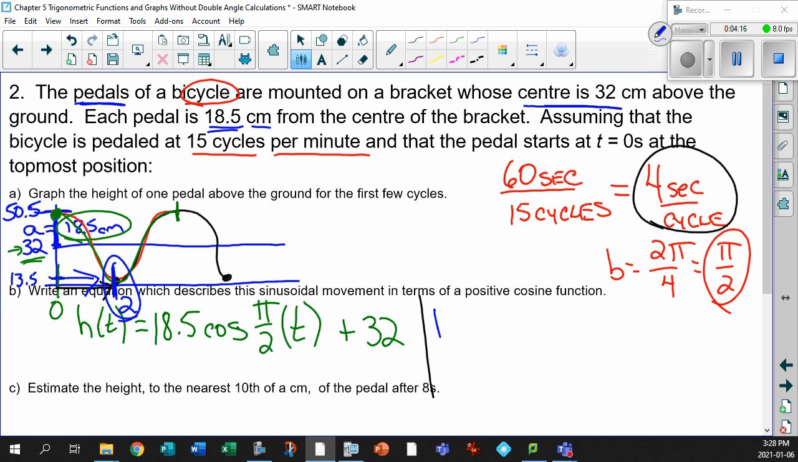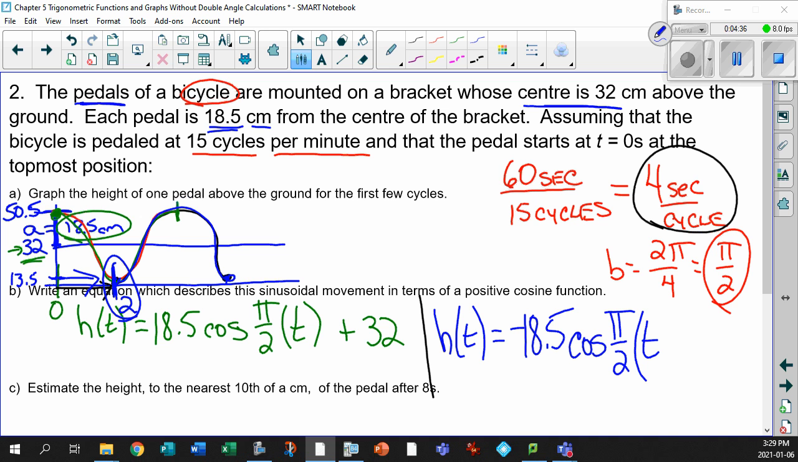So the height, as a function of time, is now going to be a negative cosine function because this is the cup upside down. Okay, so negative, the amplitude is still the same. This is still going to be cos. Your period is still the same.